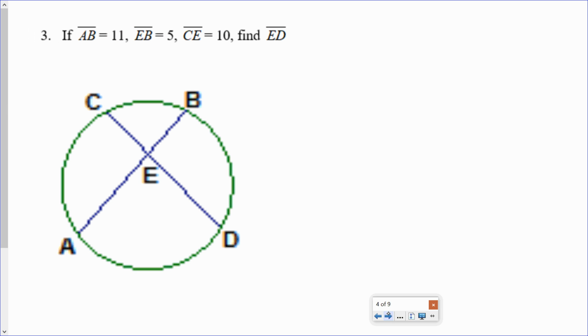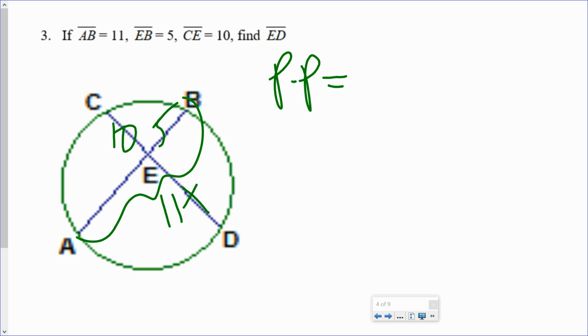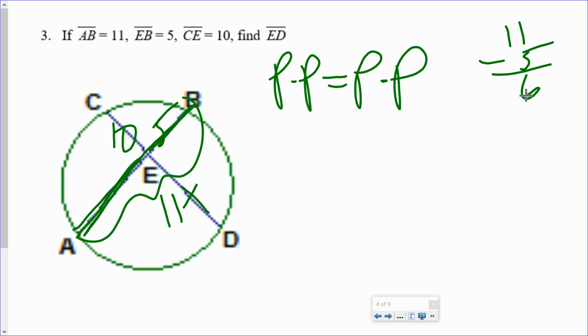Here we go. AB is 11. EB is 5. CE is 10. Find ED. Part times part equals part times part because there are segments involved and there's no exterior pieces. So let's take a look at this. I don't have both parts. EB is 5. The other part is AE. I don't have AE, but since I have AB, I can subtract 11 and 5 to get 6. Now I have both parts.